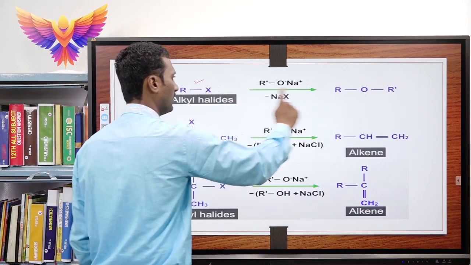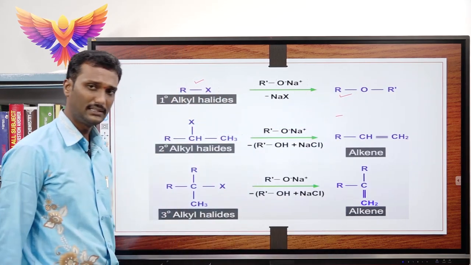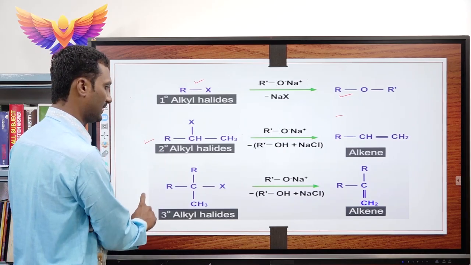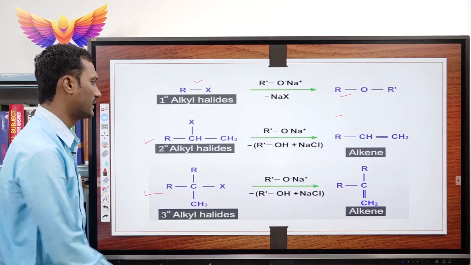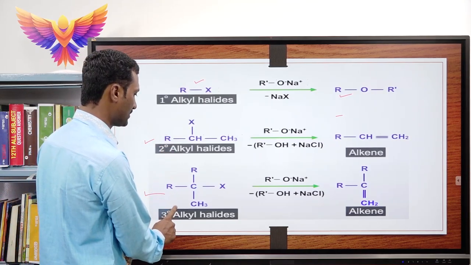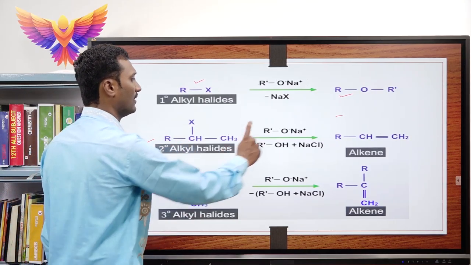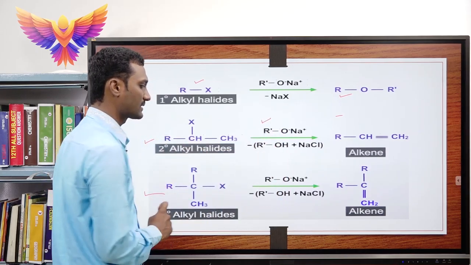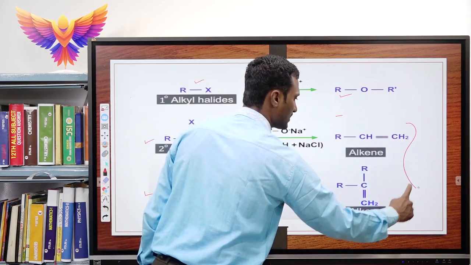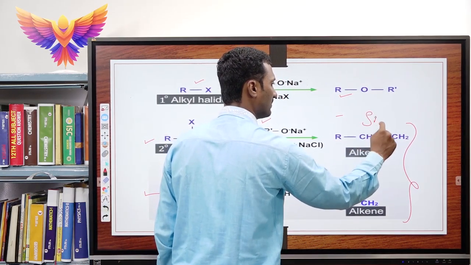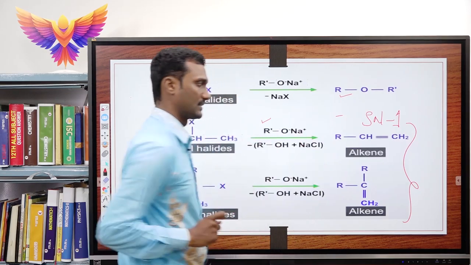If you take the primary alkyl halide, you will get an ether. If you take the secondary or the tertiary, then what happens? Alkene is obtained. This is very simple. If you take the secondary or tertiary alkyl halide in the presence of the sodium alkoxide, then what happens? Alkene. So these two reactions are the SN1 mechanism and elimination reaction.